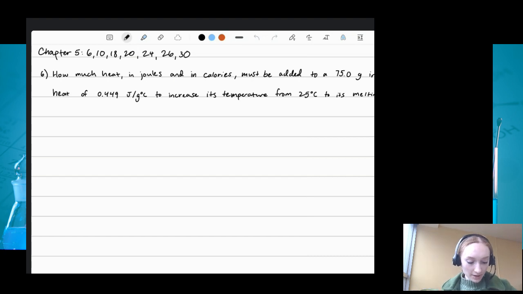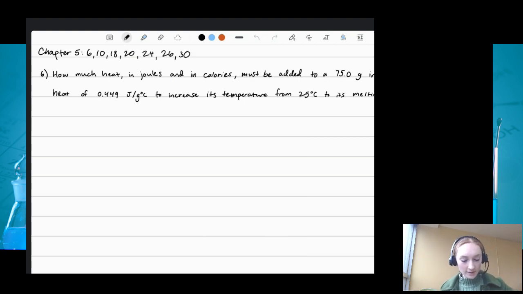First problem that we have is question 6. It asks how much heat in joules and in calories must be added to a 75-gram iron block with a specific heat of 0.449 joules per gram degrees Celsius to increase its temperature from 25 degrees Celsius to its melting temperature of 1535 degrees Celsius.